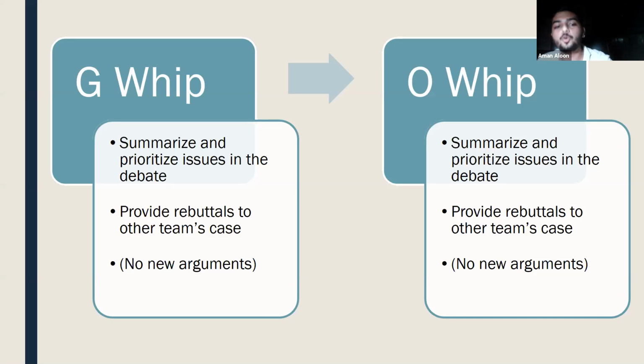Please keep in mind, there are no new arguments which can be proposed by the government whip. Only you can give rebuttals to the other team. And there is a reason why we have this rule. Because this happens to be the last role bearer in each team. So if you're giving a new argument, then the other team does not have the opportunity to come back to you and reply. So you can only reply to the arguments already proposed by the two team players and not give new arguments. Likewise for the opposition whip.